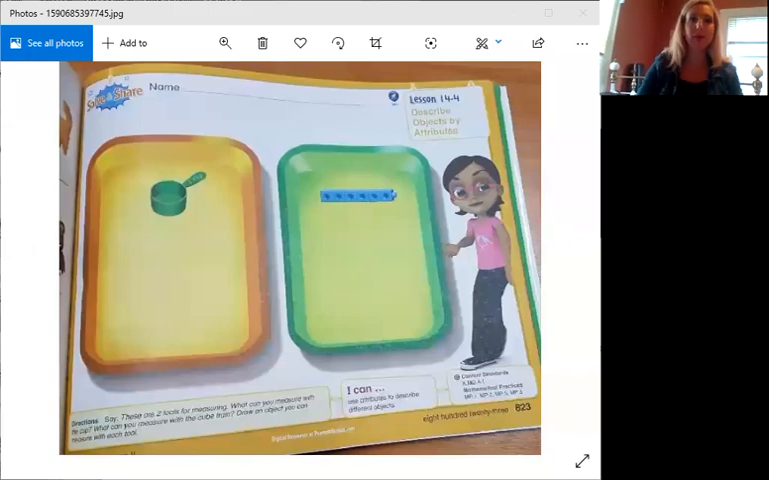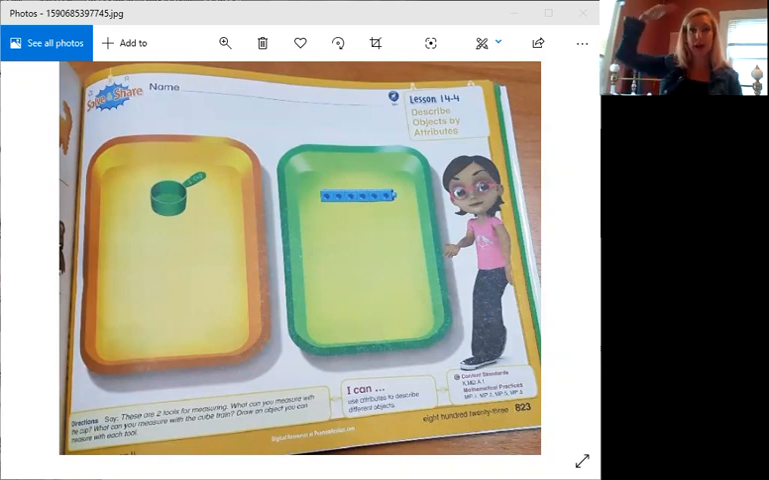Hello, everyone. So today we are going to continue talking about measurement. We learned about capacity, something you can fill up a container with. We learned about length. We learned about height. All right, so let's go over some of the words that we know.